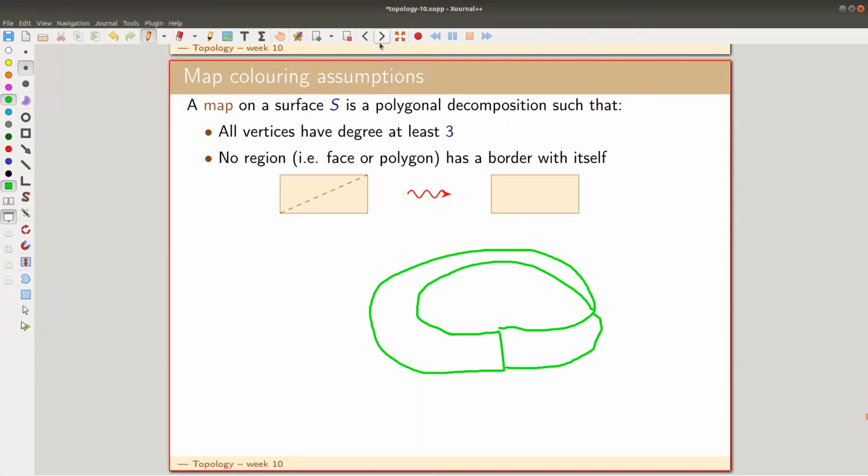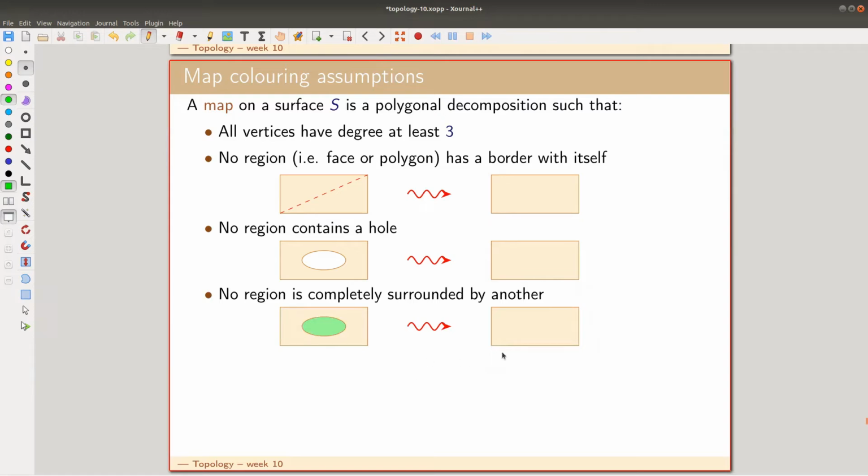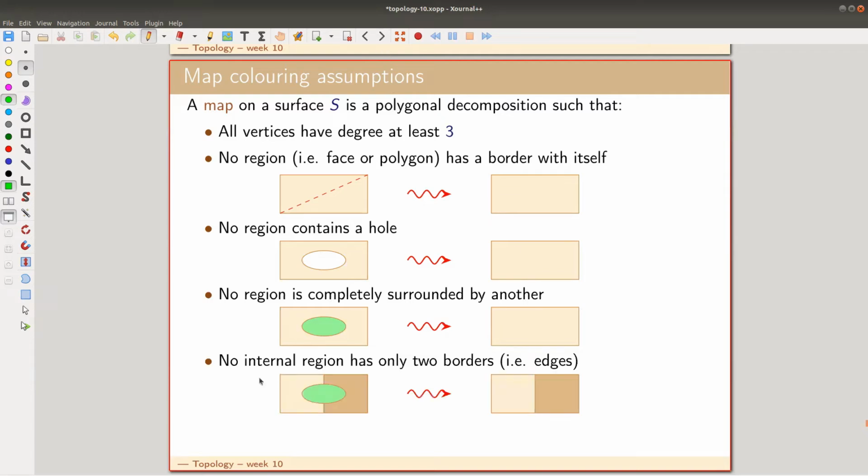So a map has no country which has a border with itself. You don't want any holes simply because they really don't matter for anything. So let's get rid of holes. We don't want any regions that are completely surrounded. A very simple reason: the coloring problem is just trivial. The region gets a different color and that's it. So we can also remove it from the picture. Doesn't really matter. It doesn't really change anything. And the last assumption, we don't want any stupid internal countries because they don't change anything.